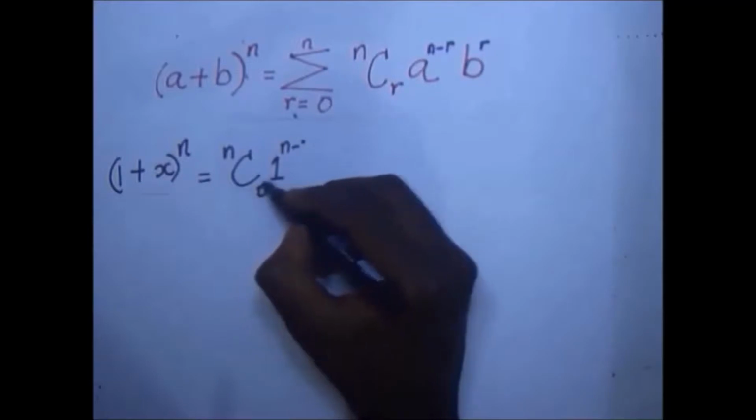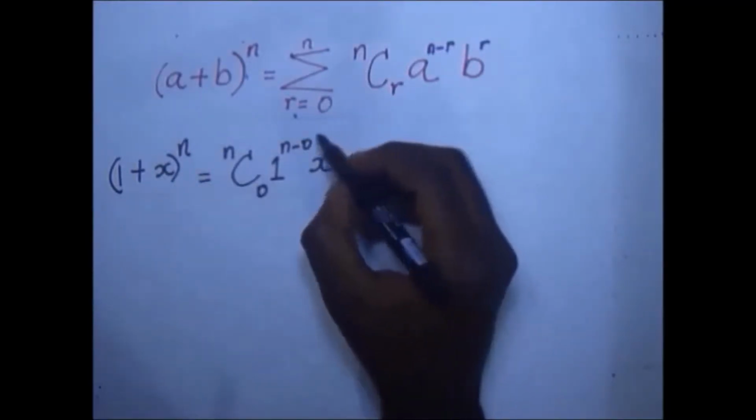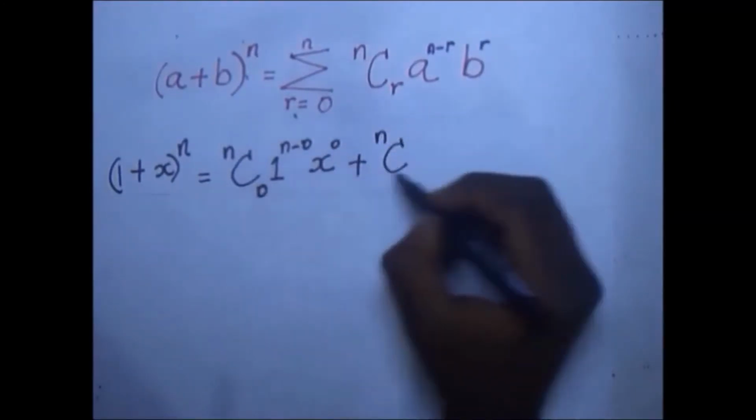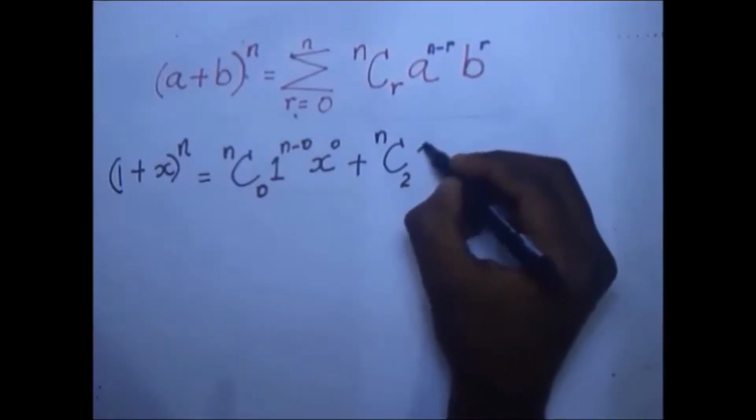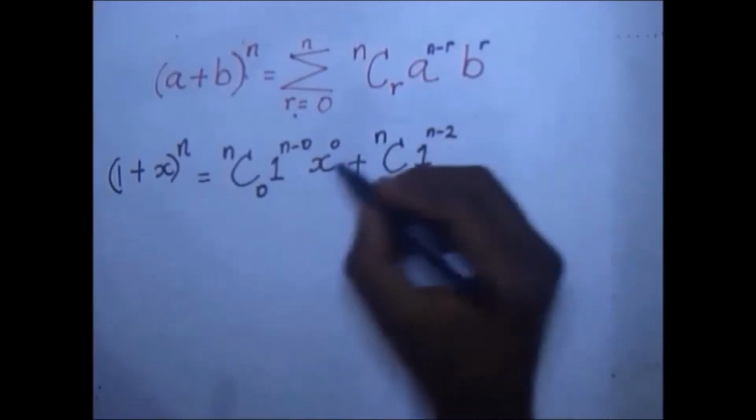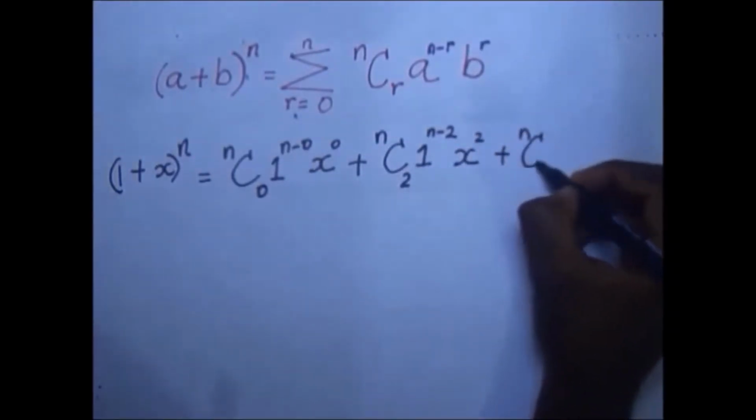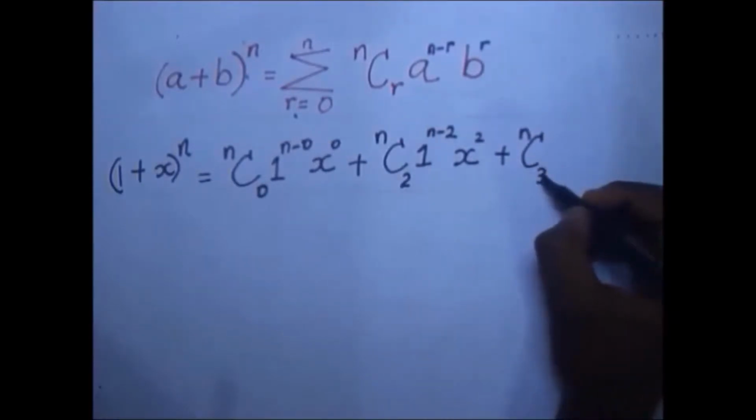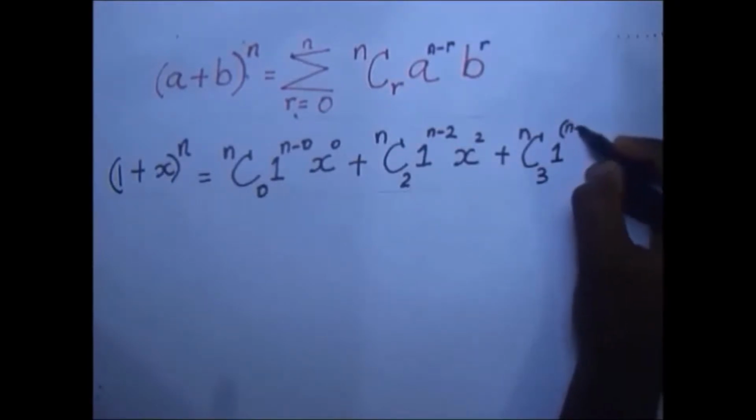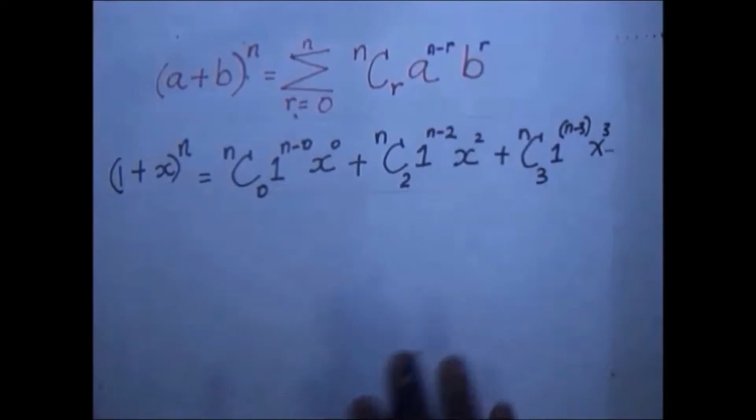with r starting from 0, so this is n combination 0 times 1 to the power n minus 0 times x to the power 0, plus n combination 2 times 1 to the power n minus 2 times x squared, plus n combination 3 times 1 to the power n minus 3 times x to the power 3, and so on and so forth.